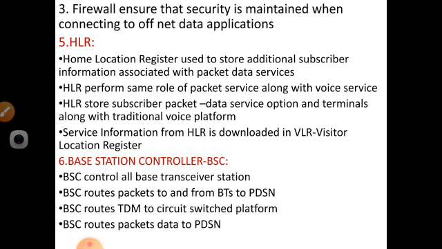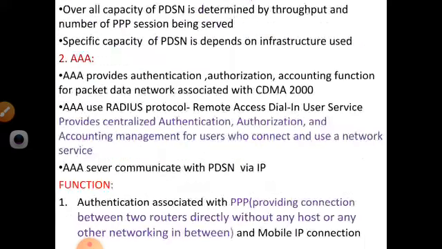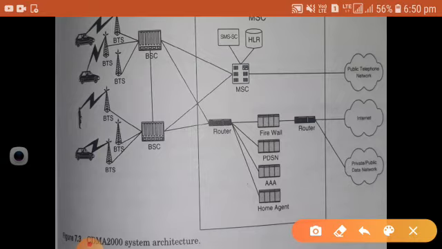One more important piece of information: the information which is loaded on the HLR will be downloaded and stored on the VLR, nothing but the visitor location register. So the sixth one will be the base station controller, shortly called BSC. The BSC will control all base transceiver stations. I will show this correspondingly in the diagram. So this BSC will control all the base transceiver stations, shortly called BTS.